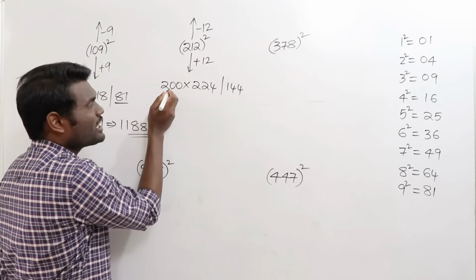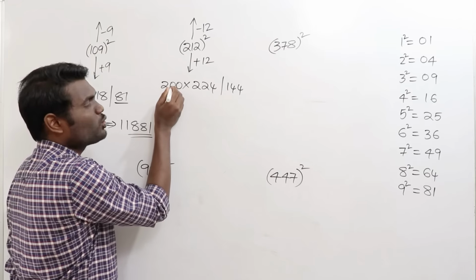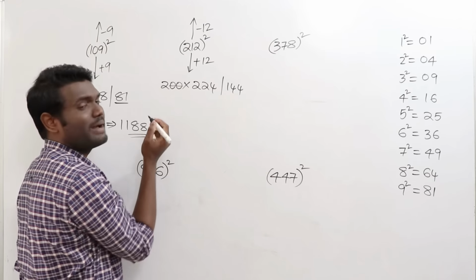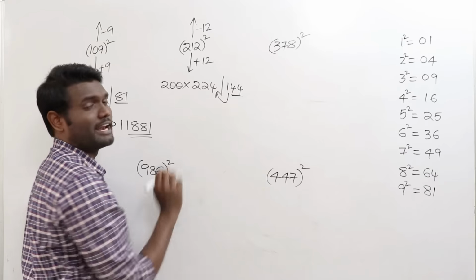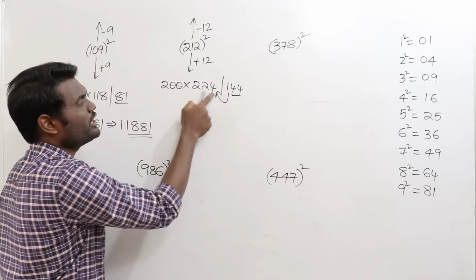Yes. Now it is 200, so you are going to divide by 100. When you are dividing it by 100, you are supposed to write only two digits, right? The next digit is going to be carried forward. Okay. Now multiply 2 into 4.